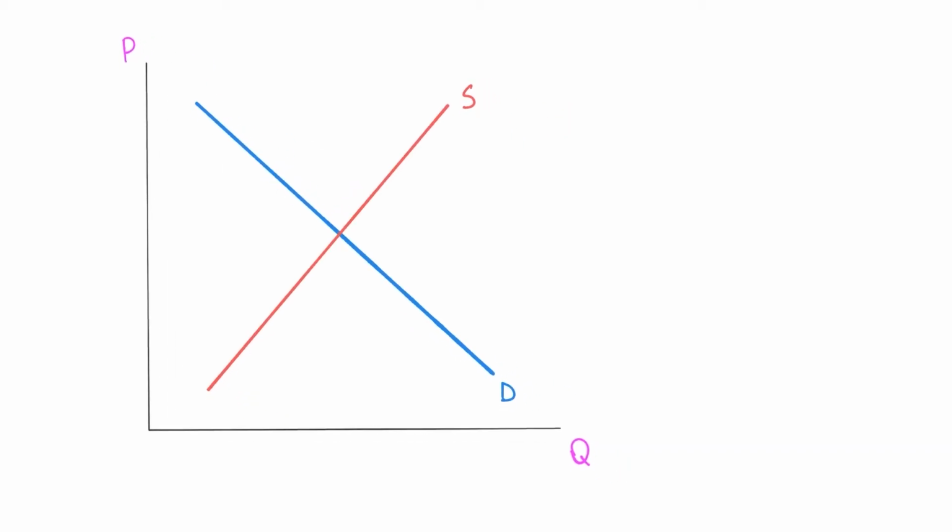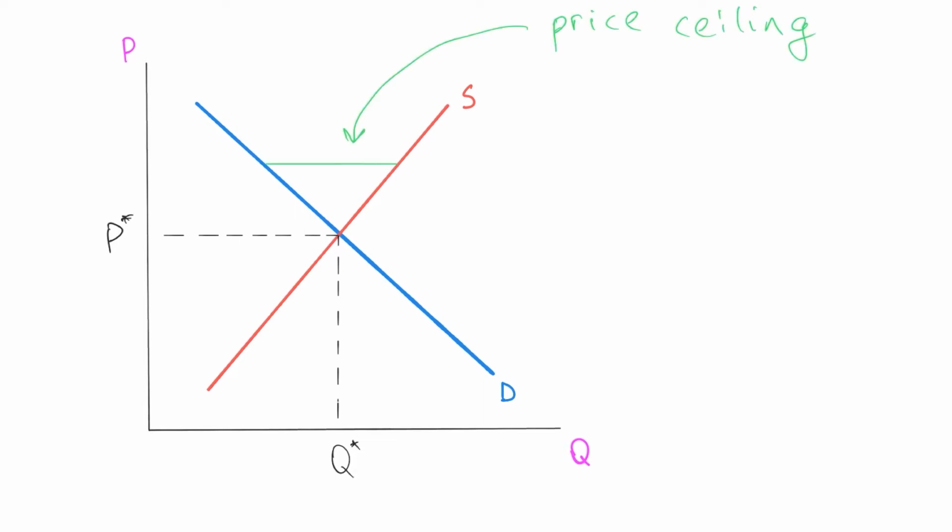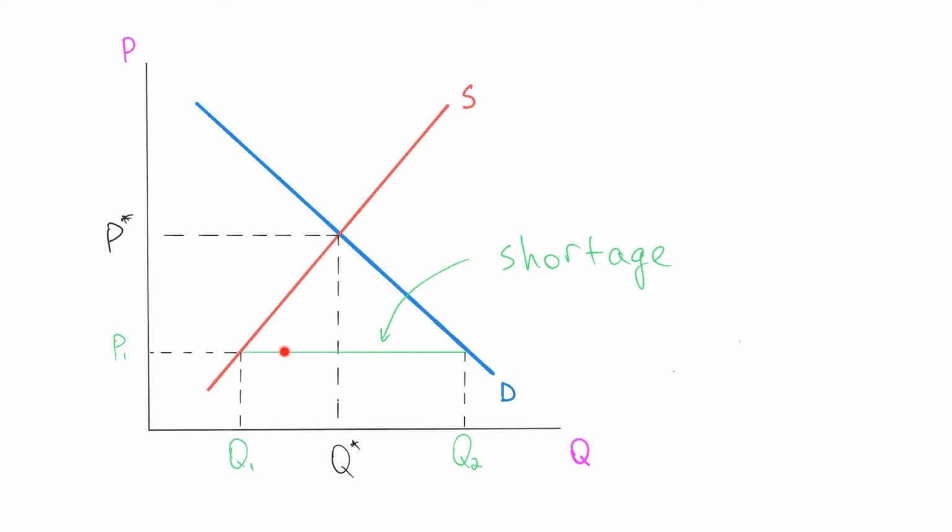So we have our supply and demand curves as before, with the equilibrium price and quantity P star and Q star. But let's now say the government puts a limit on the price of something. If the government puts a price ceiling, a maximum price for something, above the equilibrium price, it has no effect on the economy because people are already paying below the ceiling. But if the government puts a price ceiling below the equilibrium price, it creates a shortage. So this value of Q2 minus Q1 will be the output shortage in the economy.